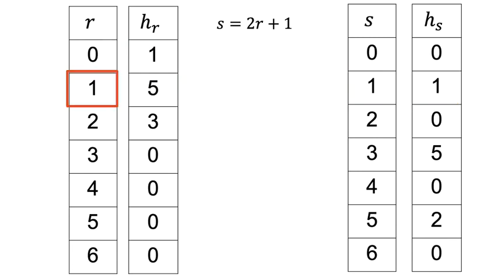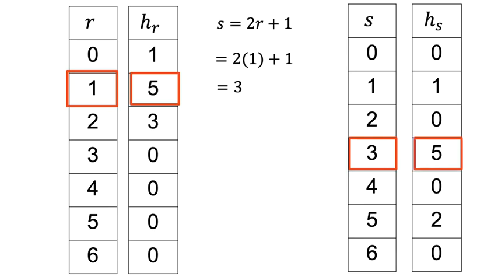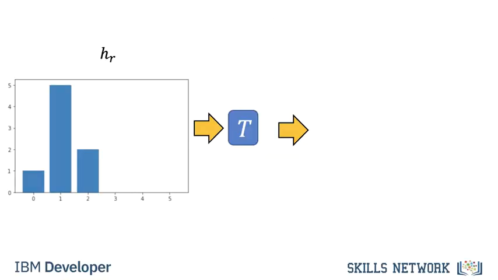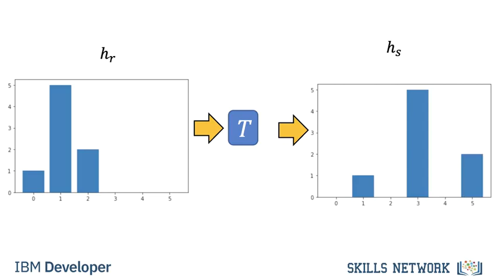We see the intensity value R equals 1 is mapped to 3. The histogram R has a value of 5 at R equals 1. In histogram S, the value of 5 is mapped to S equals 3. And so on. If we plot the histogram after applying the transform, we see the histogram is shifted and scaled.